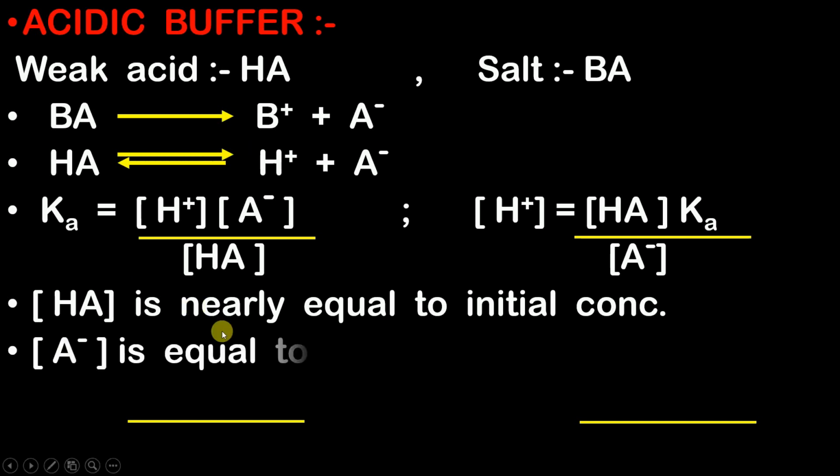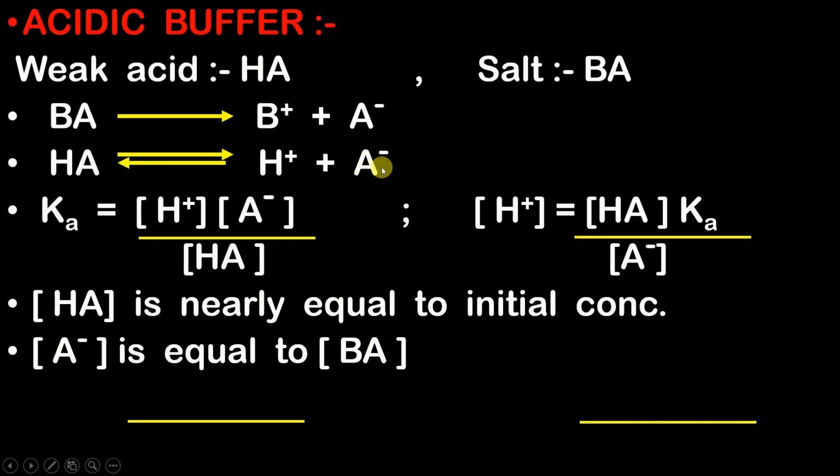Okay, and the molar concentration of A minus ions is equal to the molar concentration of BA. Why is it so? Because as mentioned earlier, these A minus ions are very few because HA is dissociated in a small quantity. Therefore the A minus ions that we are getting from this equation are almost negligible.